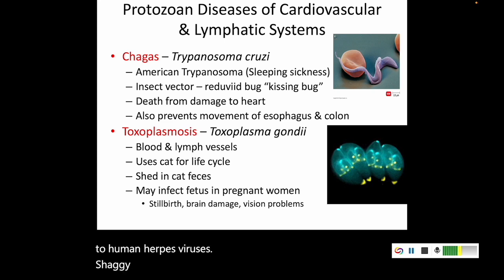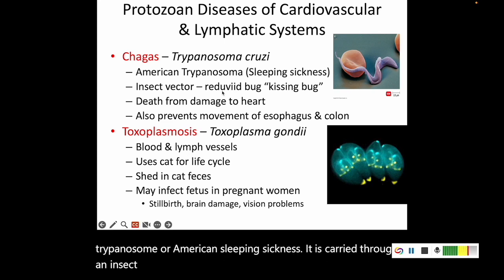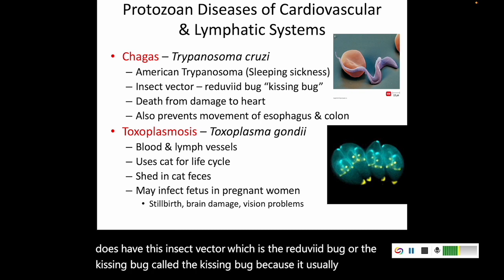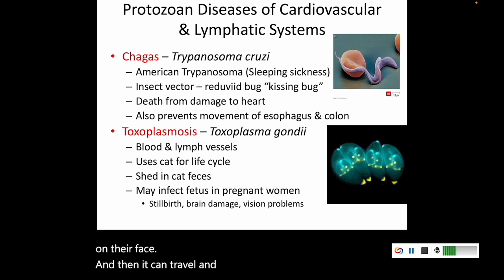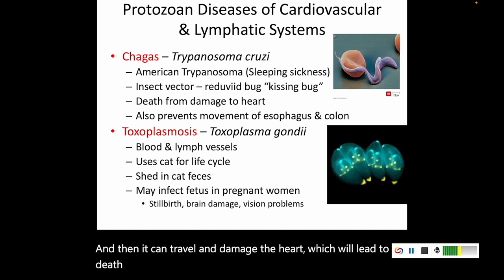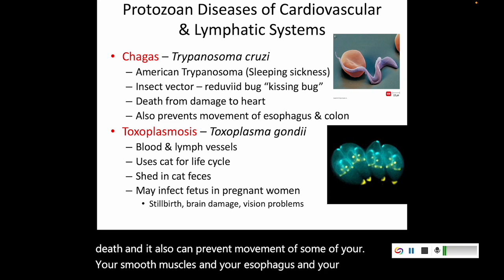Chagas or Trypanosoma cruzi is American trypanosome or American sleeping sickness. It is carried through an insect vector. So although trypanosomes are protozoans, it does have this insect vector, which is the reduviid bug or the kissing bug, called the kissing bug because it usually bites people on their face. And then it can travel and damage the heart, which will lead to death. It also can prevent movement of some of your smooth muscles in your esophagus and your colon.